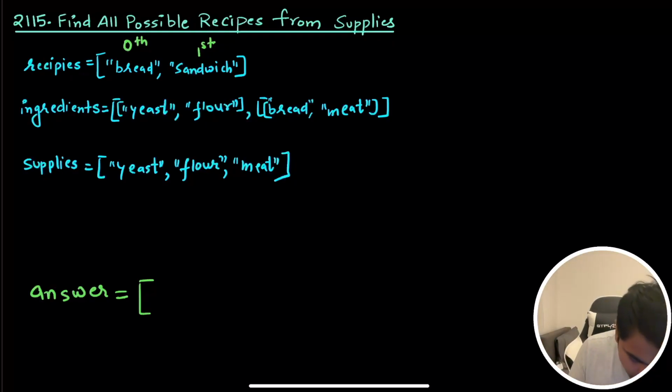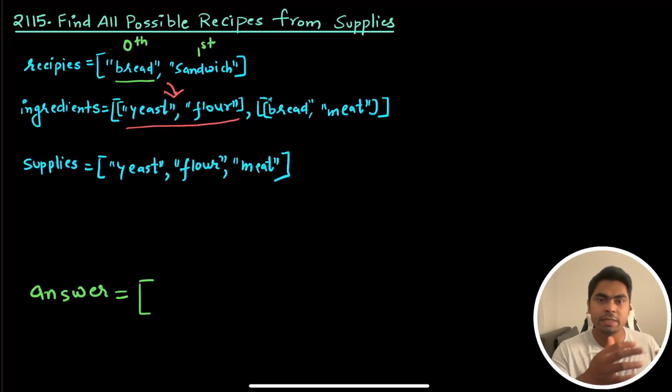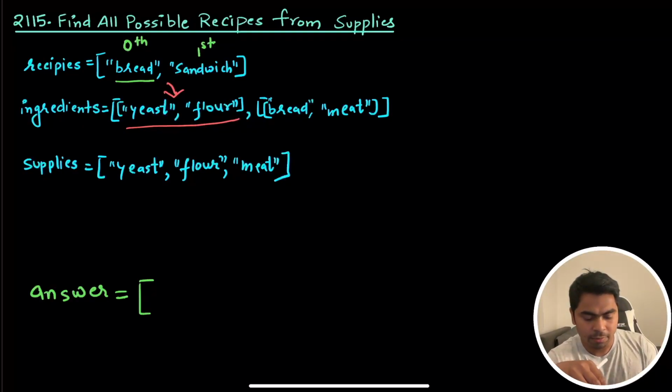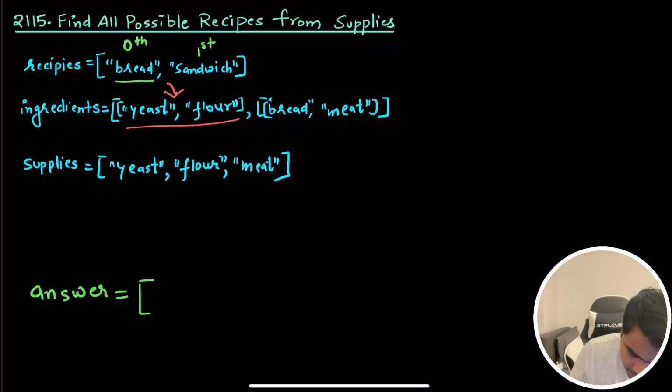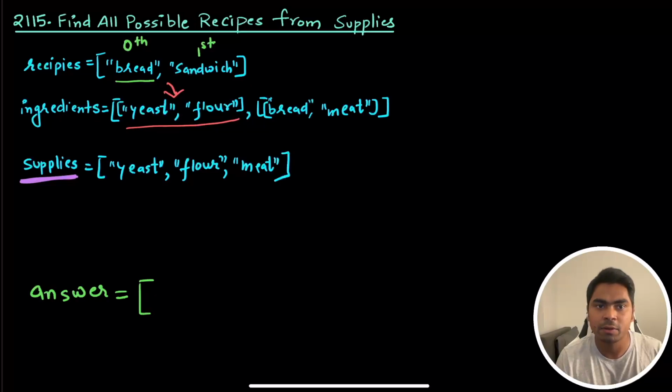So let's talk about the first recipe, which is bread. For bread, what do you need? For bread, you need basically these two ingredients. This is in your ingredients list. These two materials you need to create bread. But do you have these ingredients? Well, we'll check our supplies. It's the supplies that are going to tell us whether you can make that particular recipe.